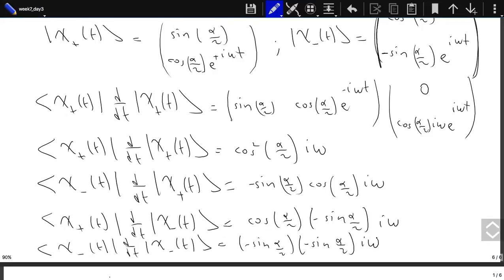The second and the third, they should be opposite conjugates. d by dt is not Hermitian. I times d by dt, if you define some kind of a Hermitian property for the time derivative, is Hermitian, because I times d by dt you can just replace with the Hamiltonian effect. So the second and the third, they are the same. Since they are purely imaginary, they are the negative complex conjugate of each other. That's no problem.